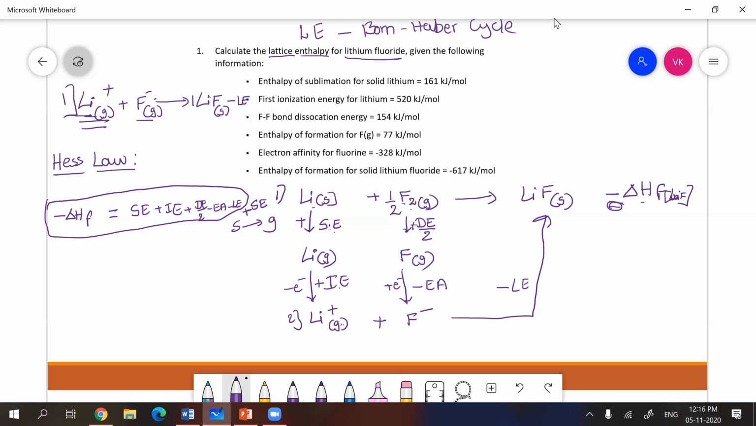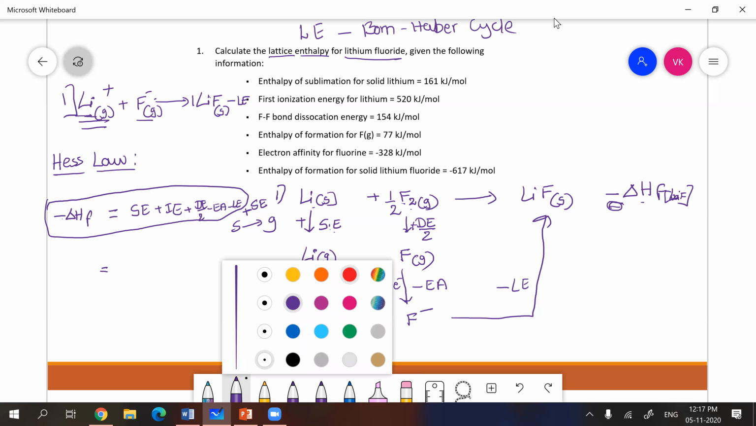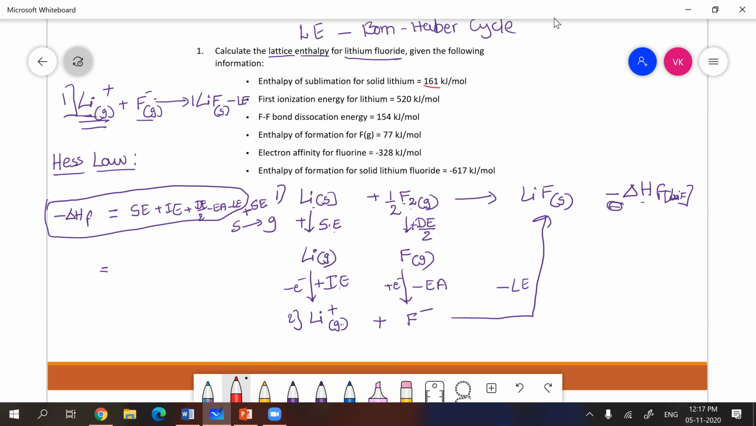So whatever values they gave you, just substitute, and see that the signs of these parameters must be like this. This should be negative. These are all positive, except we want to find the lattice energy anyway. That final value also should be negative because it is releasing. Okay, substitute. So enthalpy of sublimation of solid lithium, the sublimation energy they gave you, how much? It is 161. All are in kilojoules per mole, so don't worry, you can substitute directly.